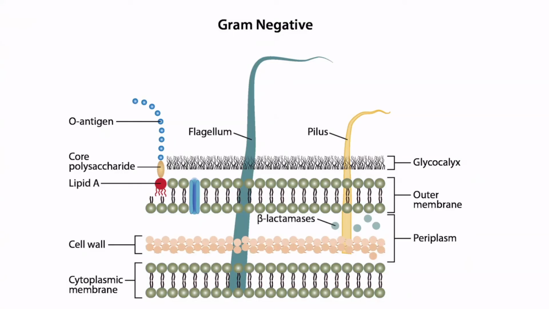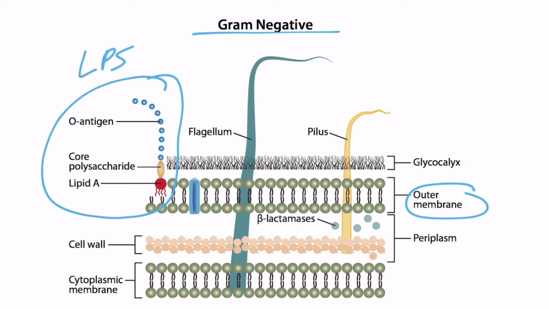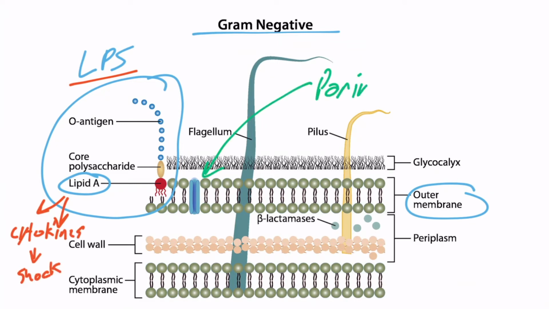So again, looking at gram-negative bacteria, we have the outer membrane, and we have this entire lipopolysaccharide, or LPS, the most important part of which is lipid A. And when the bacteria dies, then this outer membrane will release this lipopolysaccharide, and then lipid A will induce the release of lots of cytokines, which leads to shock. And then right here we can see the porins, which is another part of the outer membrane.